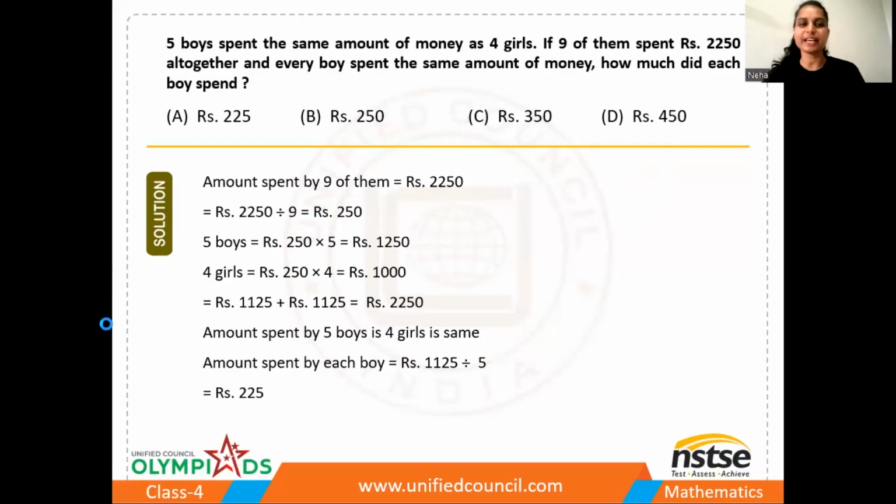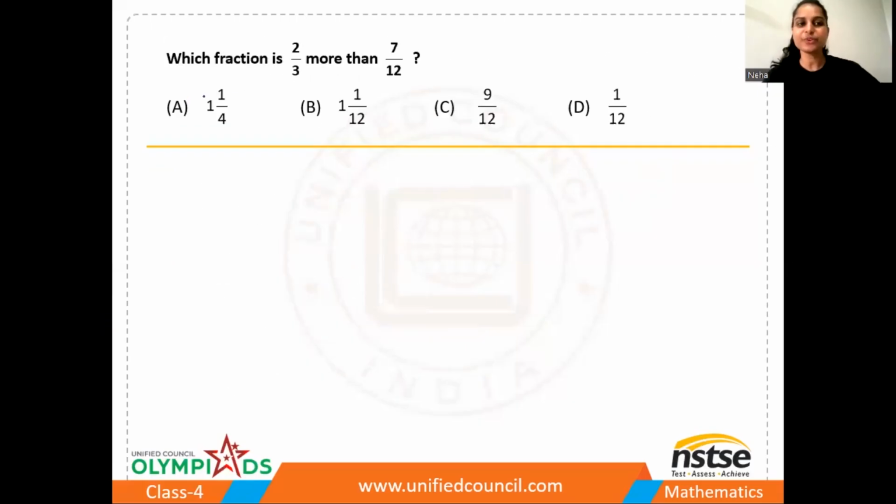Now let's move to the second one. Alright, this is the second question for today. The second question says, which fraction is 2 by 3 more than 7 by 12? So basically the question is asking which fraction is 2 by 3 more than 7 by 12. That means we have to add 2 by 3 to 7 by 12 to get this fraction, right? So now the question is simple. We have to add these two numbers, that's it.